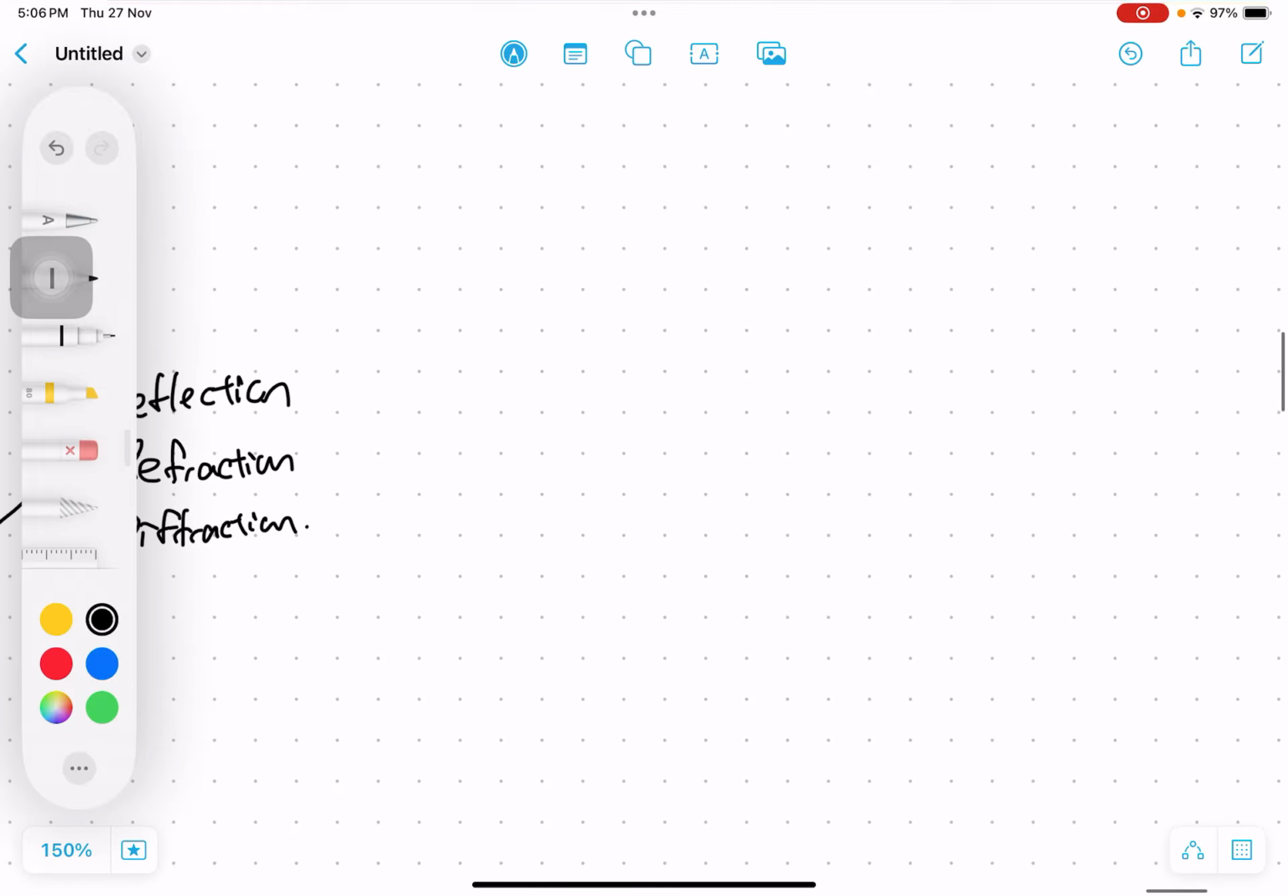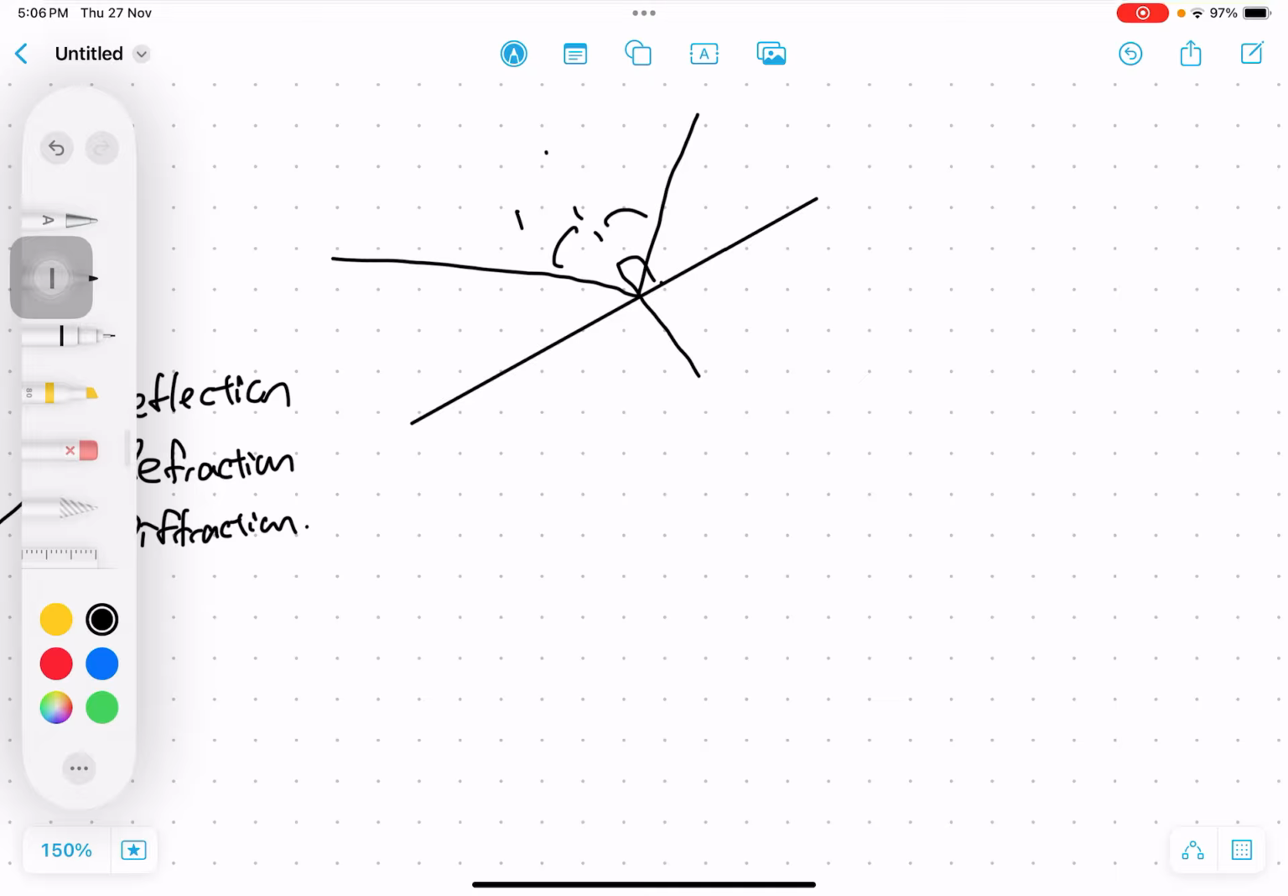Okay, so reflection is mainly when there is a medium. And when the light travels, let me draw a 90-degree. So here is a 90-degree. When the light travels through this angle, the reflected ray will have the same angle as the incident angle. So this one is the incident angle, and this is the reflected angle. So reflection will be incident angle equals reflected angle.